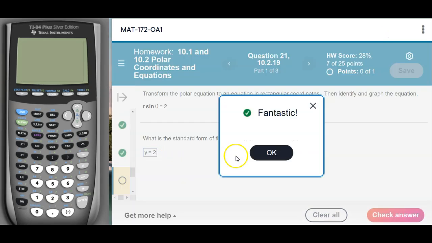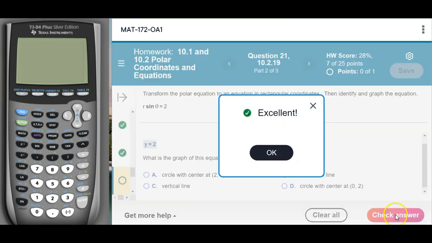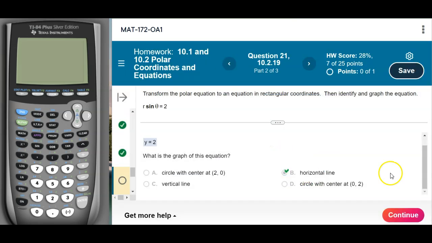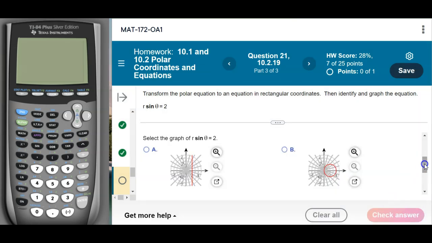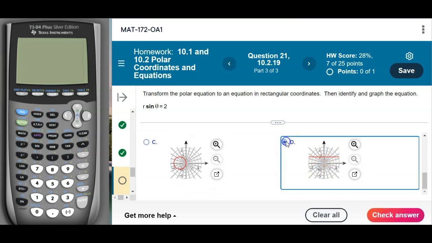All right, and then they're going to ask, what does this look like? What do we just graph? So this is a horizontal line. All right, and then y equals 2 touches that 2 on the y-axis. That's why we write y equals 2. And then it's horizontal, which means it's parallel to the x-axis. So there's our choice D.